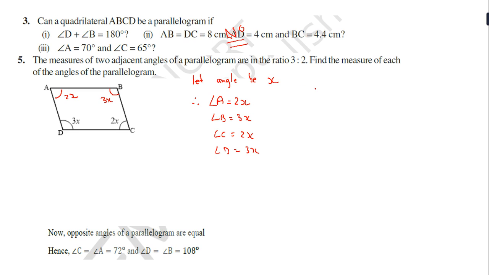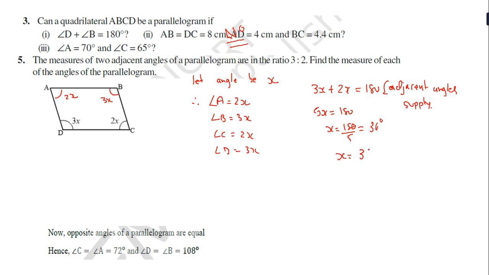Sum of adjacent angles is 180. So 3x plus 2x is equal to 180. Adjacent angles are supplementary. So 5x is equal to 180. So x is equal to 180 by 5. That is 36 degrees. So when x is equal to 36 degrees, then angle A is equal to 2 into 36. That is 72 degrees. So here it is 72 degrees. It means it is also 72 degrees.